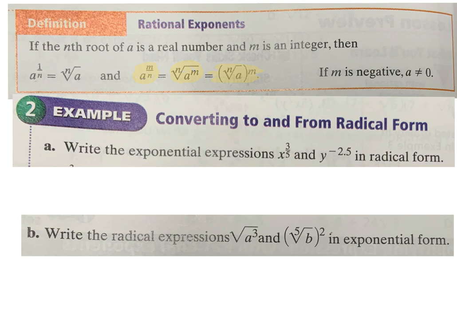If m is negative, then a cannot be 0. I mean, if m is negative, a cannot be 0, mostly because we have this guy right here.